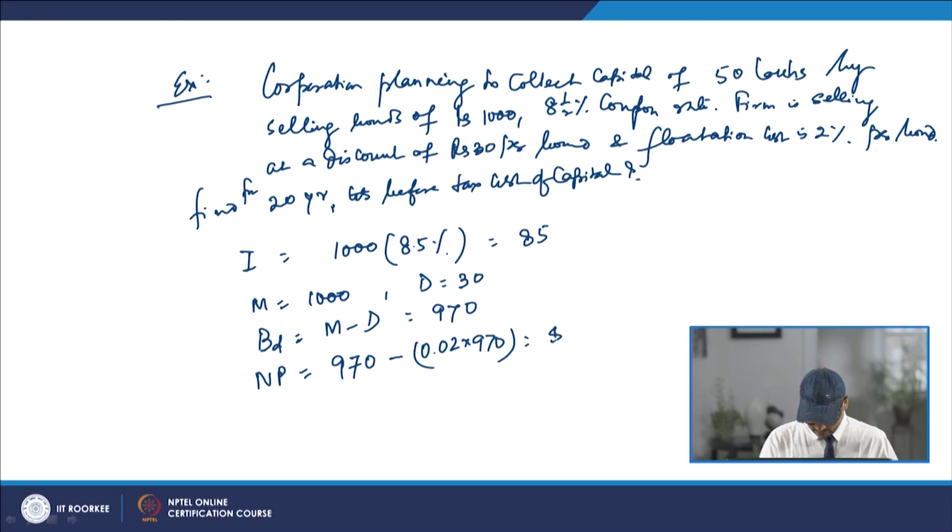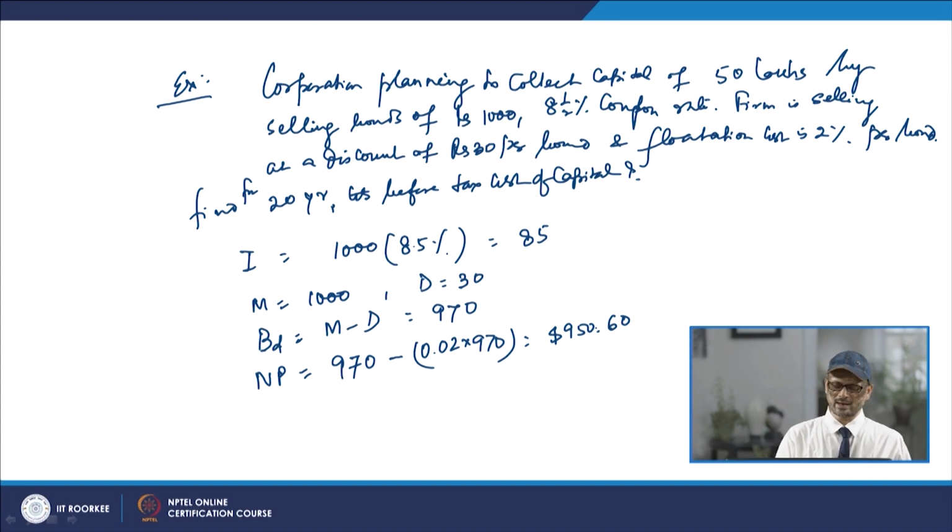and it becomes 950.60. So, that becomes your net proceeds, and this is the face value of the bond because it's giving a discount. So, your face value is becoming, so this BD becomes M minus D.